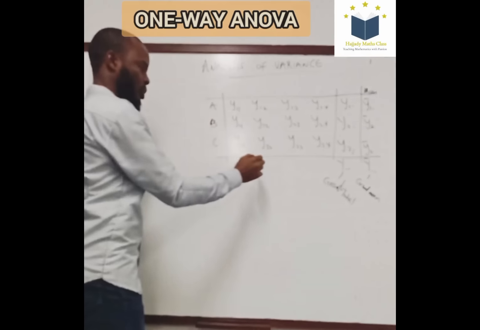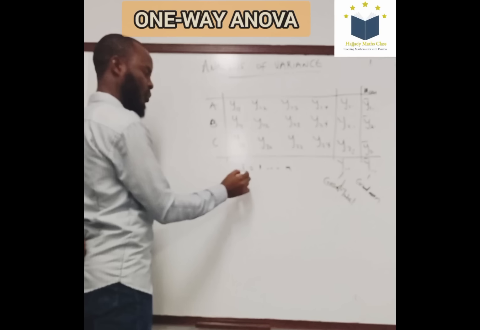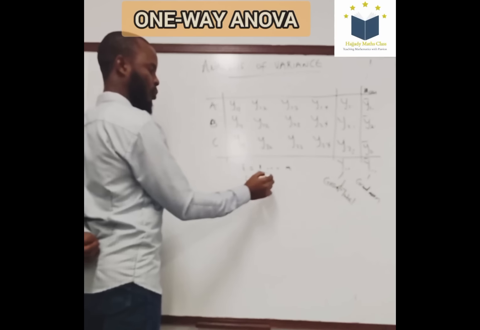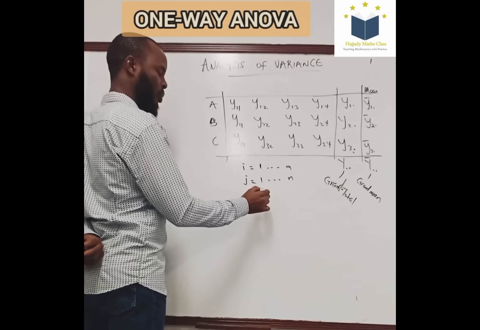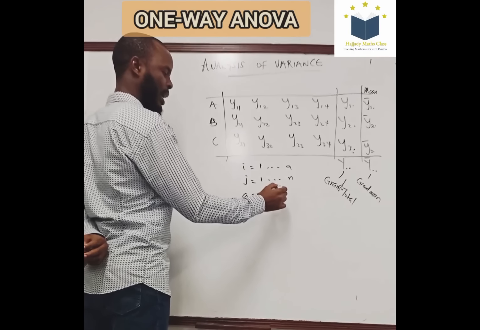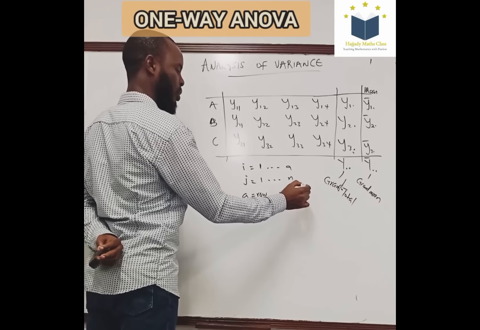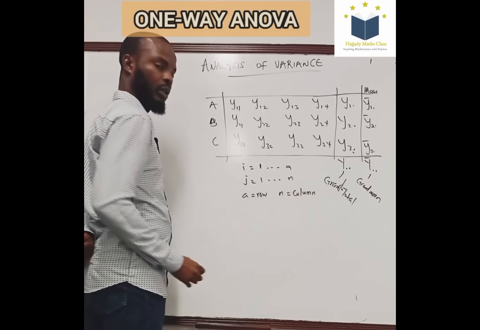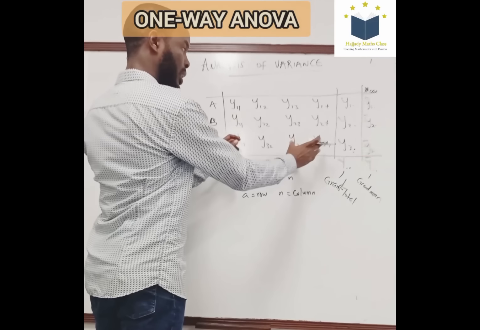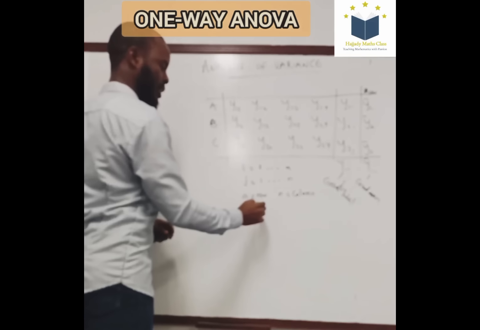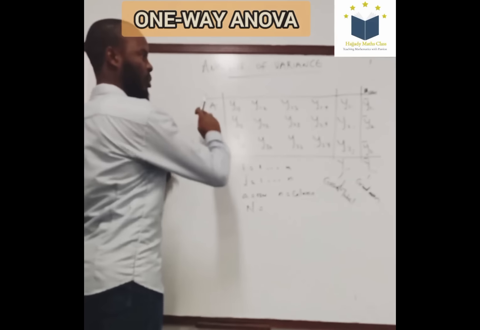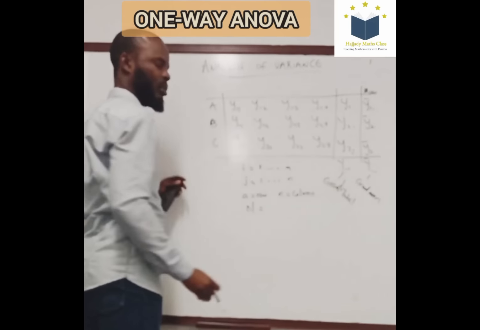1 to A. My J represents the column, 1 to N. So my A is for the row, and my N is for the column. So if you want to know the total units, let me call that capital N, it is the same thing as the number of rows times the number of columns.